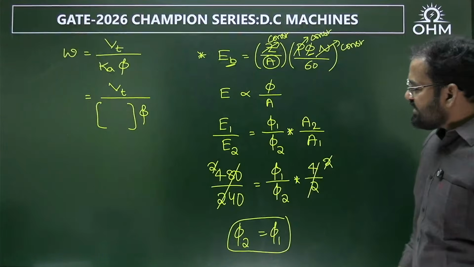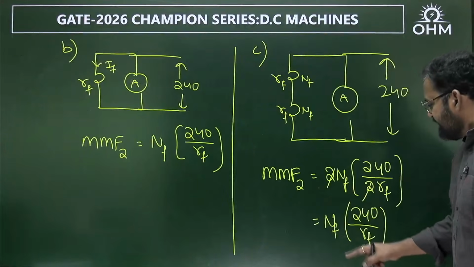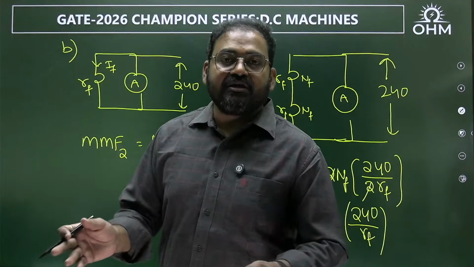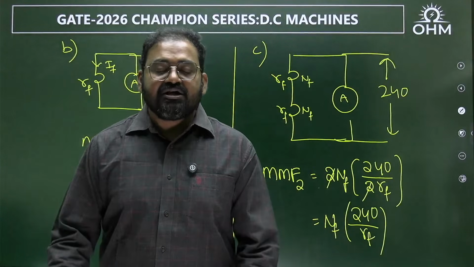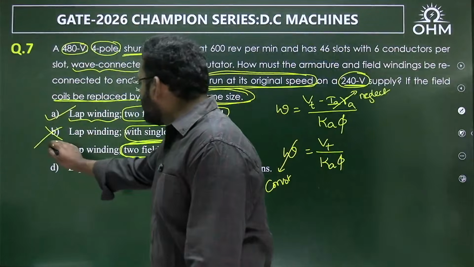What is the first case MMF? NF into 480 by RF. But here it is NF into 240 by RF. Therefore, the MMFs are equal or unequal? MMFs are unequal. That means the condition was not satisfied. Therefore, the third option is also going to be a wrong option.